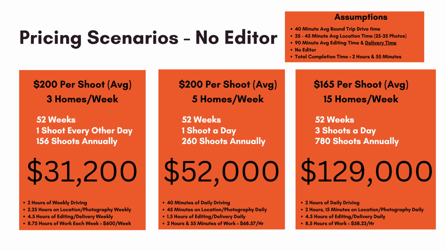When you're doing $200 a shoot, and you're only doing 3 homes a week, which is not a lot, you better have something else on the line. 52 weeks out of the year, 1 shoot every other day, that assumes 156 shoots annually. So that's $31,200. That's basically 2 hours of driving each week, 2.25 hours on location photographing, 4.5 hours of editing, and then 8.75 hours of work each week. So you're basically bringing in $600 a week.